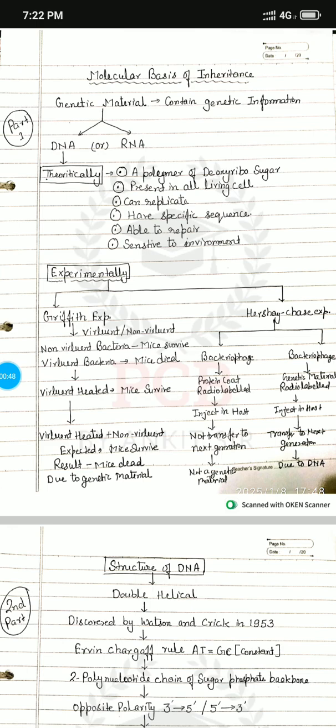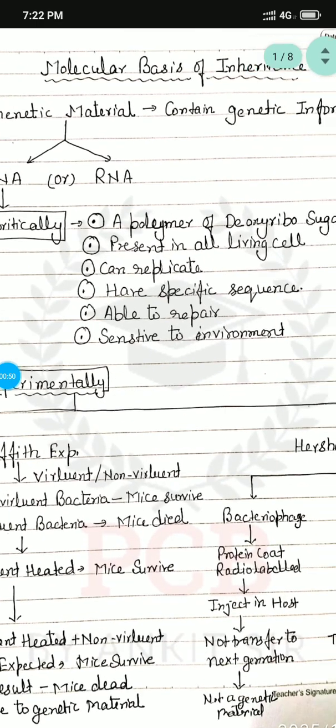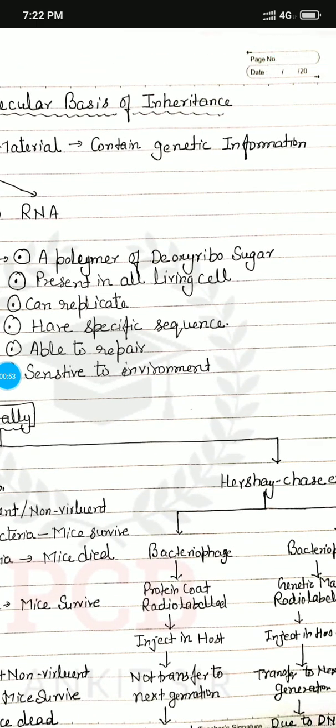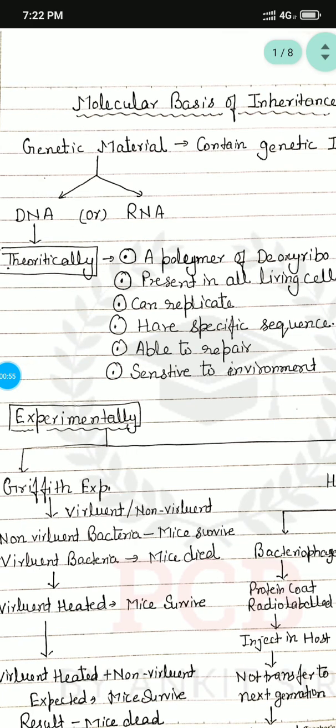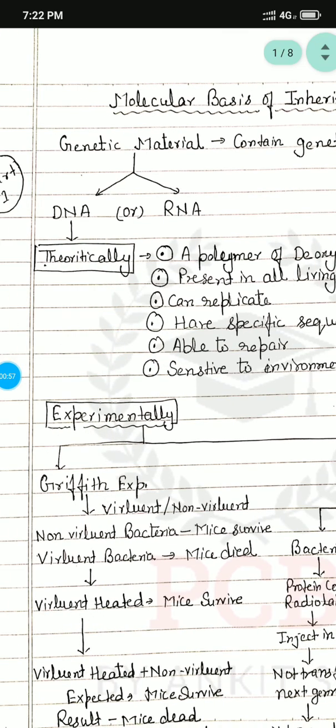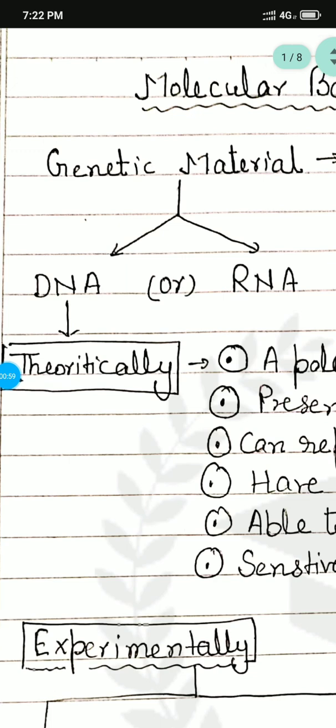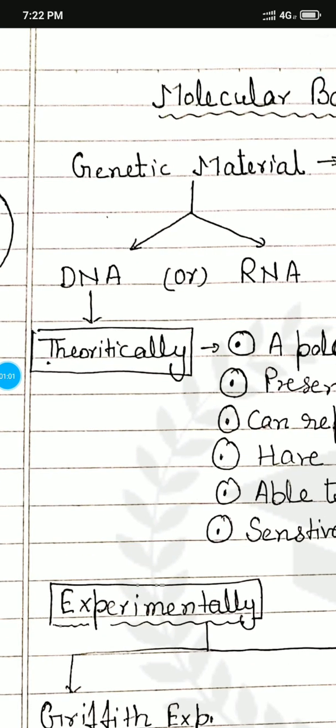Before that, genetic material is a type of material which contains genetic information. As we see, the nucleic acid is of two types, and genetic material is also of two types. One is DNA, another is RNA. So we have to prove theoretically and experimentally how DNA is the best genetic material.